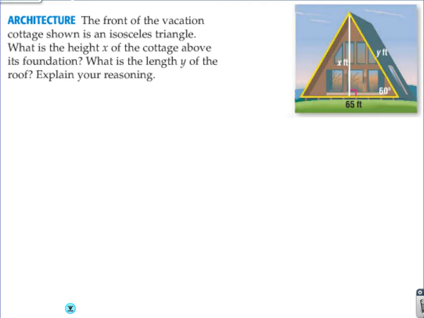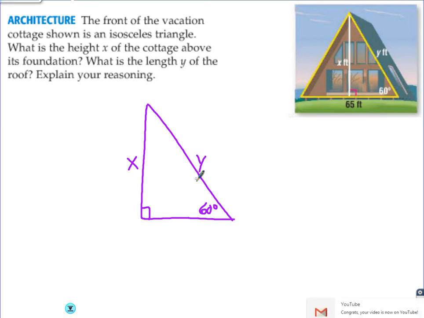The front of the vacation cottage shown is an isosceles triangle. What is the height x of the cottage above its foundation? So I'm just going to copy this part, the right side of that cottage, because that's your right triangle. You're looking for how tall it is. You're given that this is a 60-degree angle. This is y. I think they're probably going to ask for it in just a second. What is the length y of the roof? Now the whole bottom is 65.